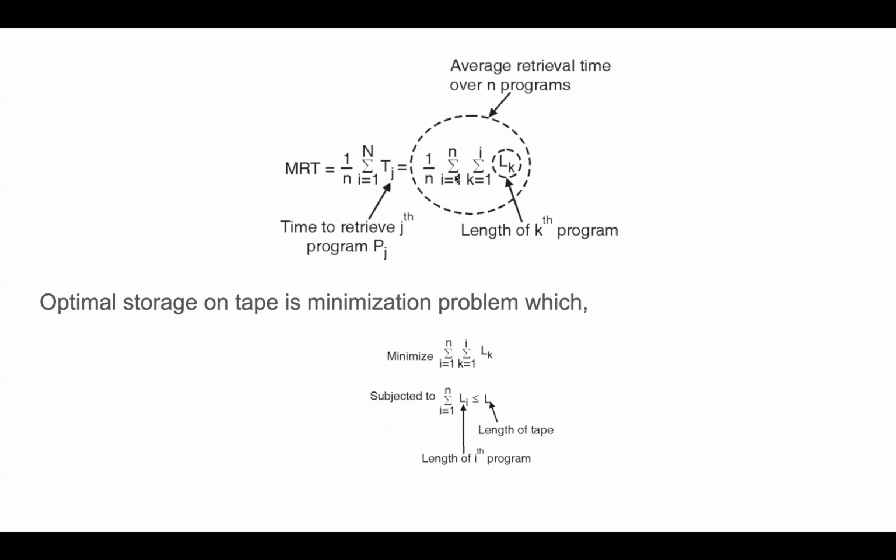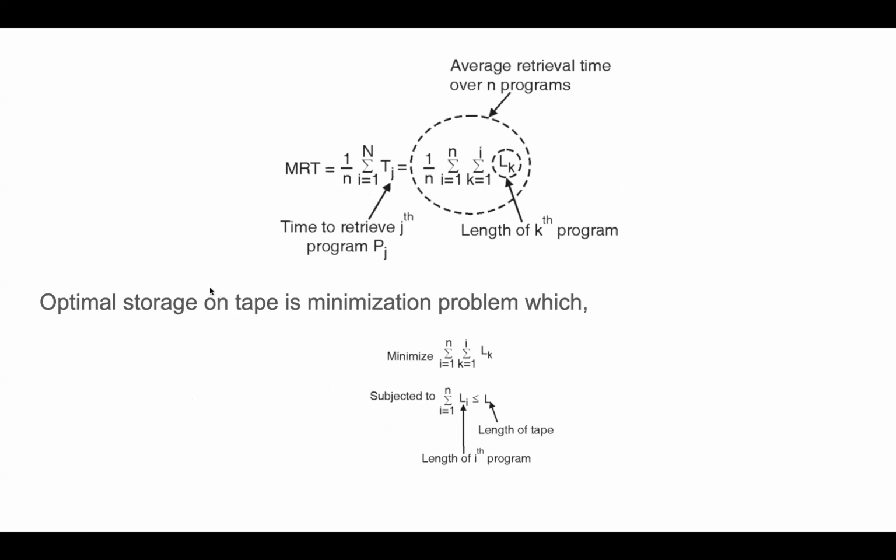Now, how is MRT computed here? The sum of lengths of programs divided by the number of programs will be the mean retrieval time.